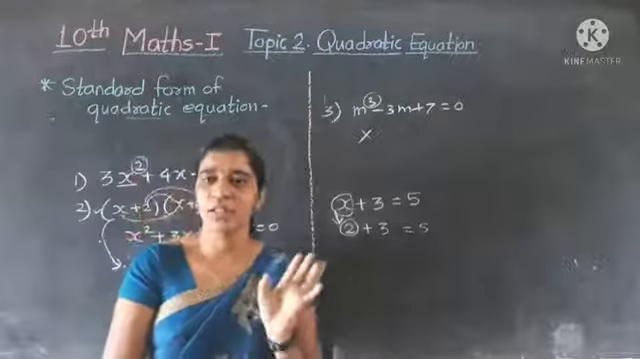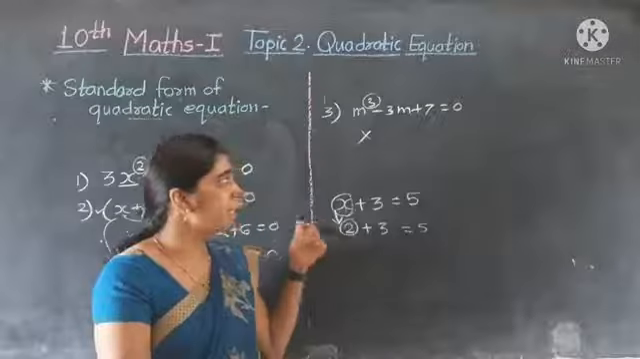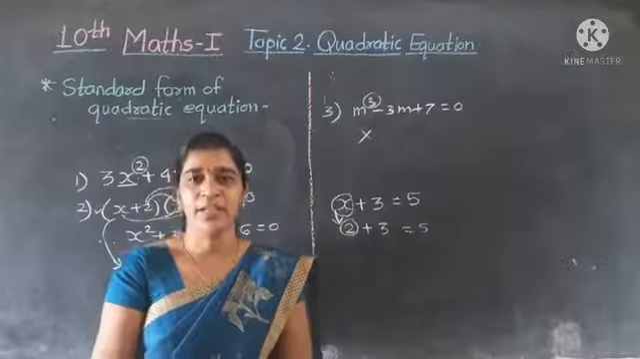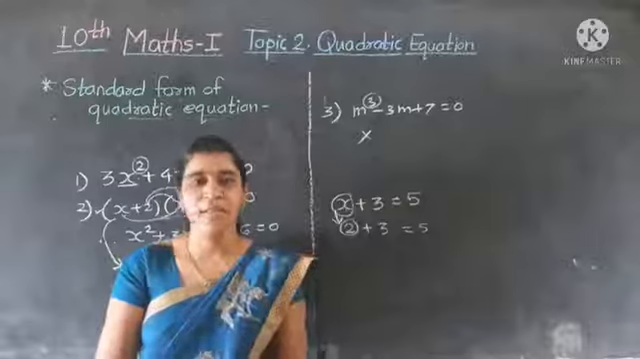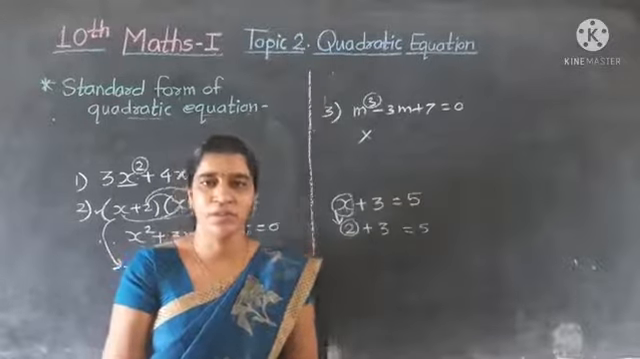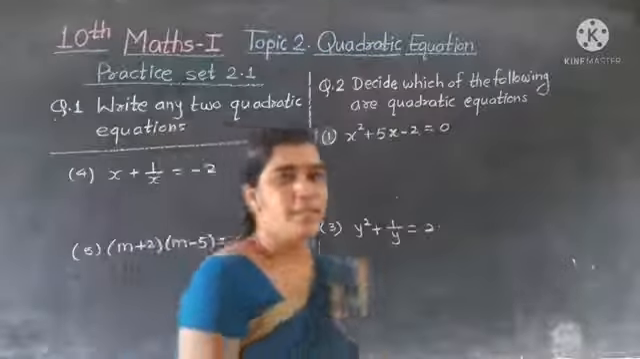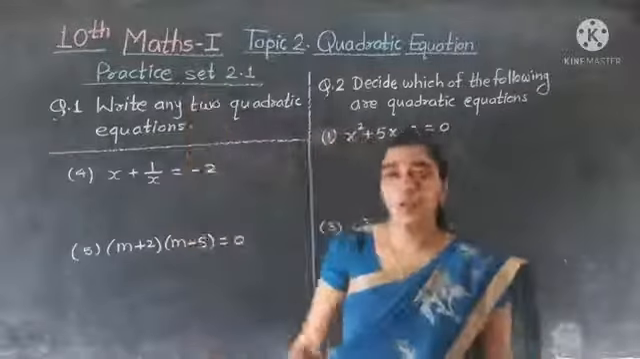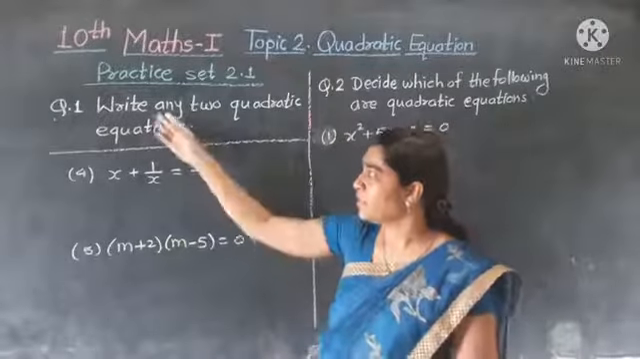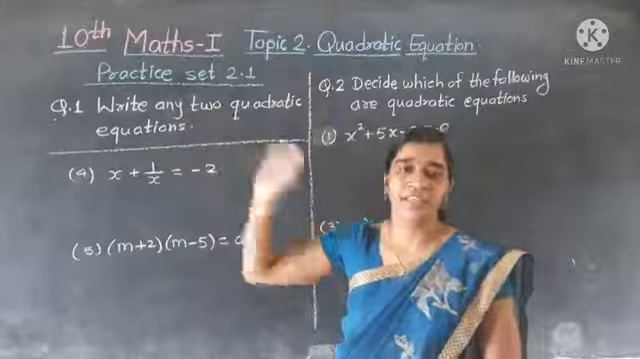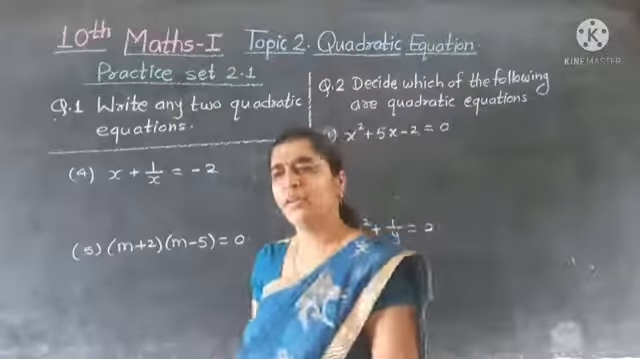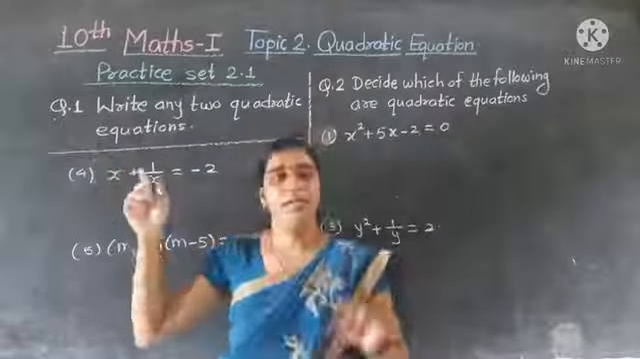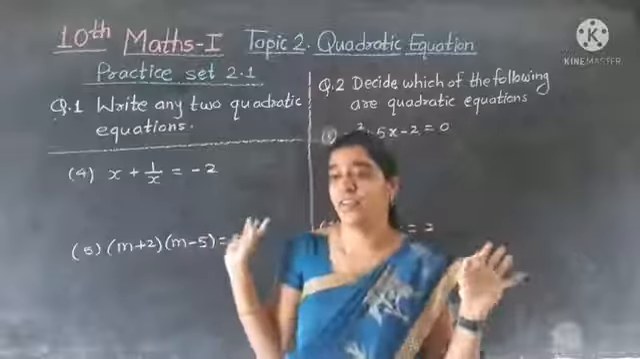Okay, understand all this concept. Now we will see examples based on it. That is, some examples in practice set 2.1. So let's start. See practice set 2.1. Question number 1 is write any two quadratic equations. You can write any two quadratic equations. Each student's answer will be different.